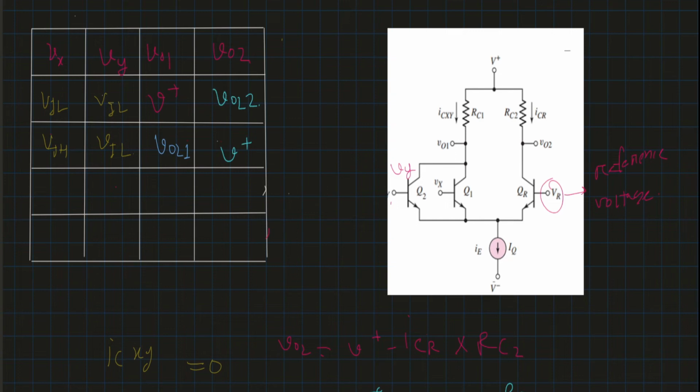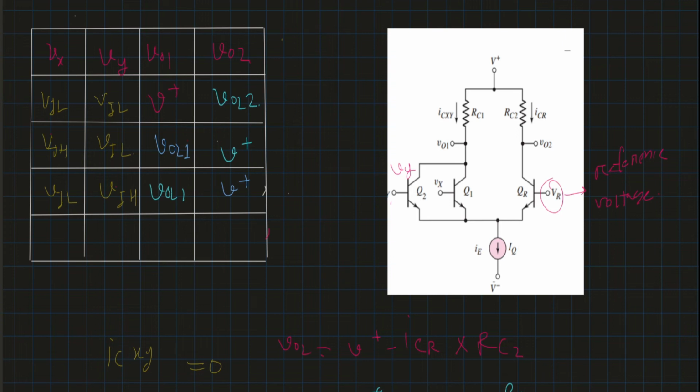Now for the third case, we just interchange the inputs. That means our VX will be logical low. Let's write this down. And VY is VIH, and this is basically the same as the second case, just symmetric. So we can write VO1 as VOL1, and VO2 will be V plus.